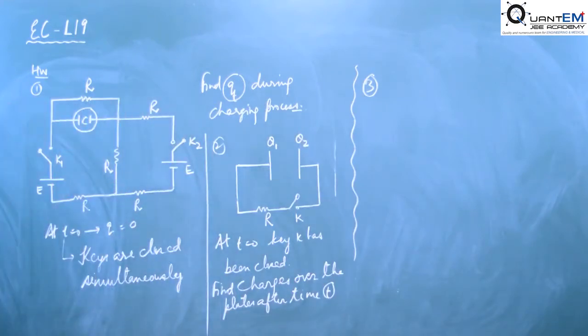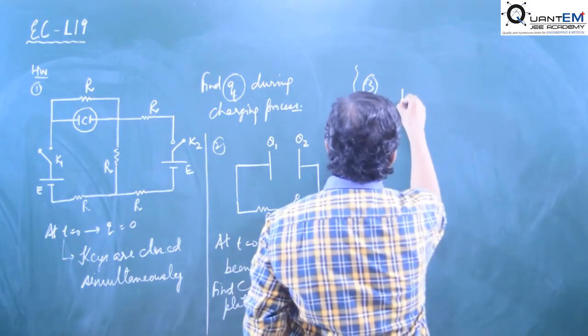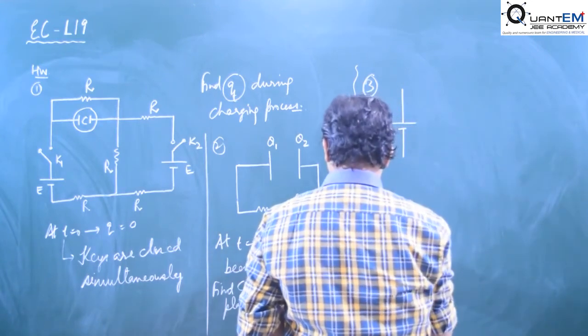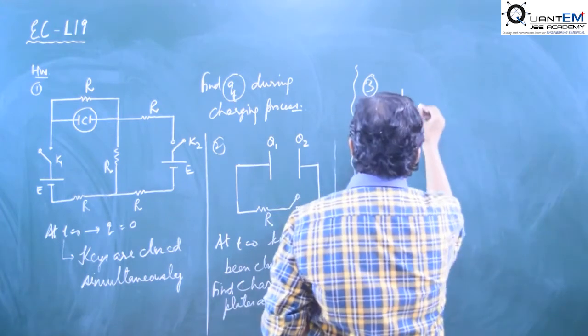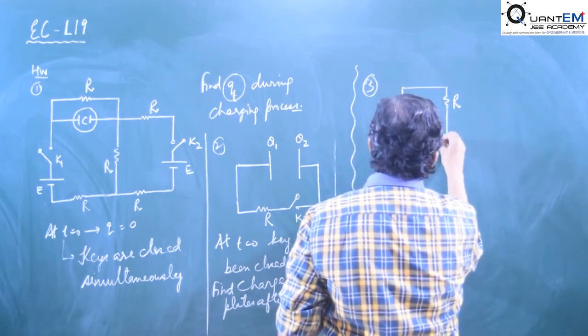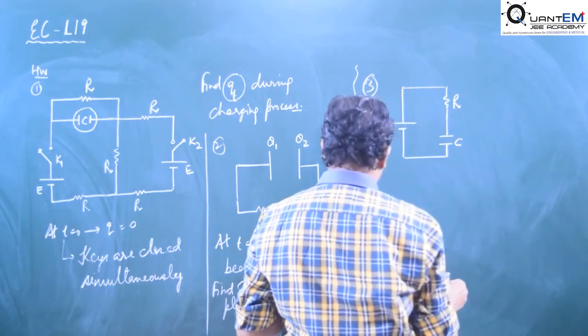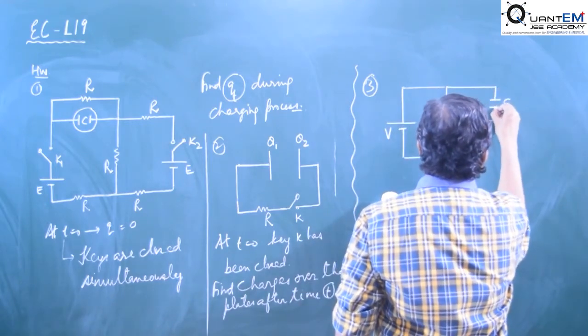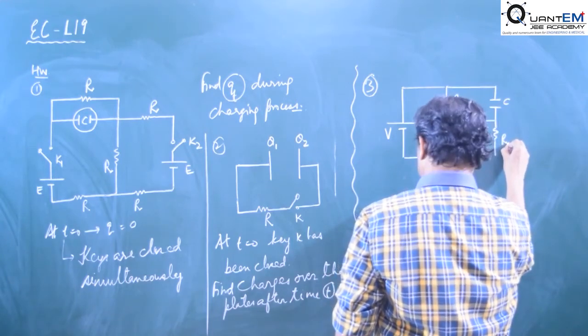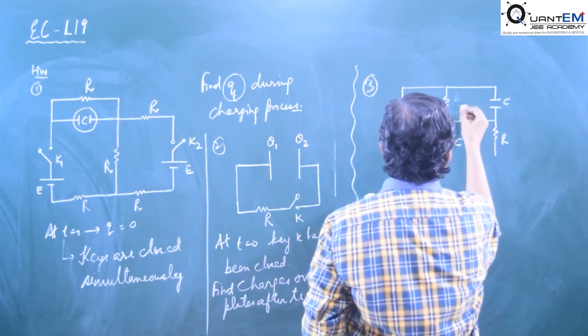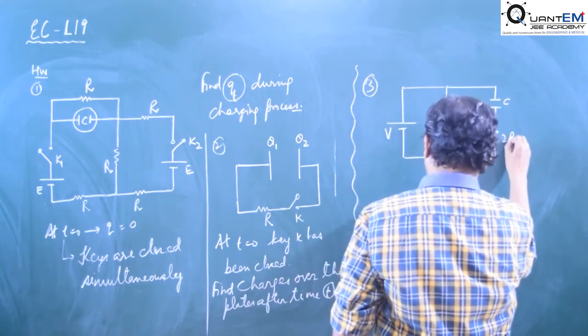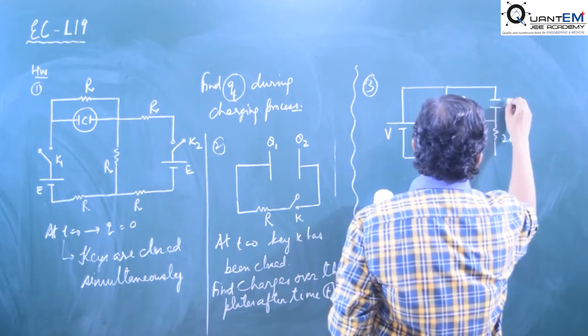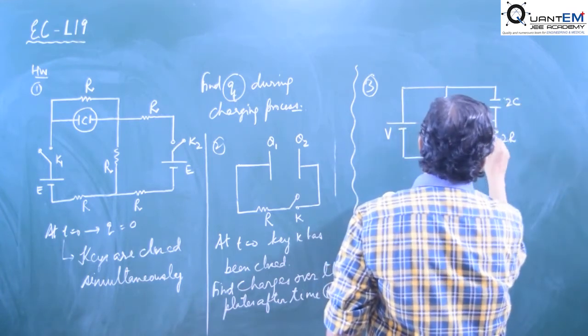Now we come to the third question. We have a source of supplied potential V, this resistance we suppose 3R, this resistance is 2R, this capacitor is suppose 2C, and we take the other as 3C. This one is the key.